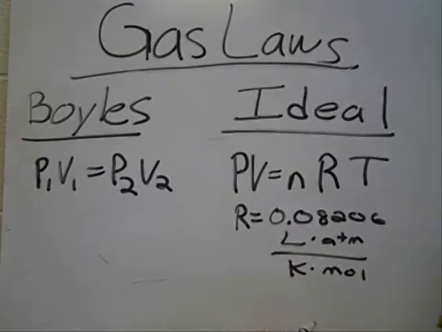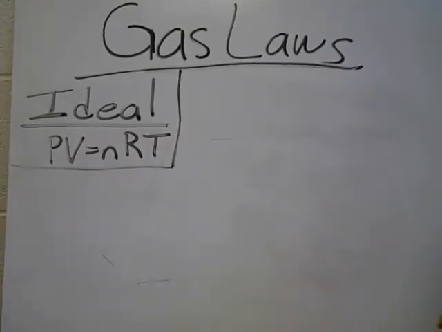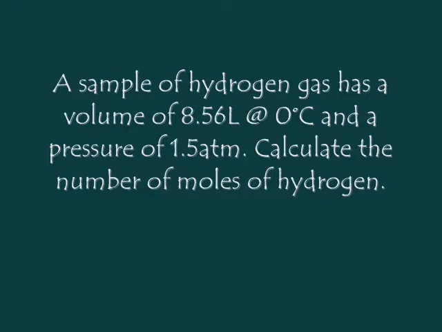That is R. And this ideal gas law equation is one that you're going to have to do a lot in your homework. And this one is used more than all the other ones. Okay, and then a usual problem that you're going to see using the ideal gas law is: a sample of hydrogen gas, H2, has a volume of 8.56 liters at 0 degrees Celsius and a pressure of 1.5 atmospheres. Calculate the number of moles of H2.